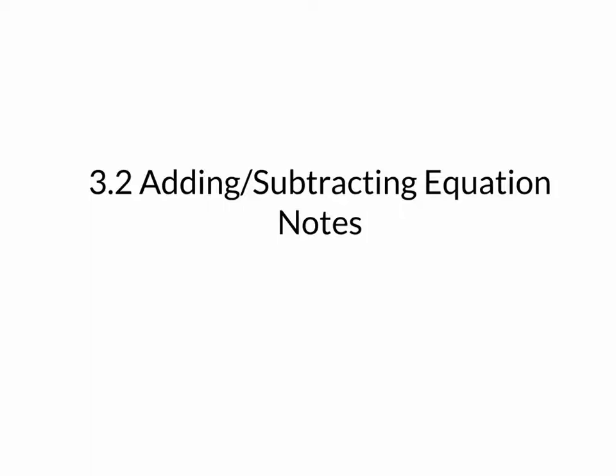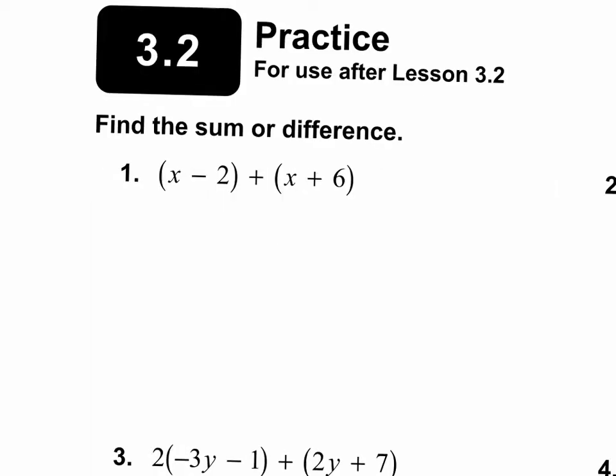Alright, so we're going to do 3.2, adding and subtracting equations. When you're adding or subtracting equations, you basically are finding the sum or difference. So first step is to look at the parentheses and see if we can get rid of them. I can rewrite this as x minus 2, and then this is just a positive, so plus x plus 6. Then you just combine like terms when you're adding.